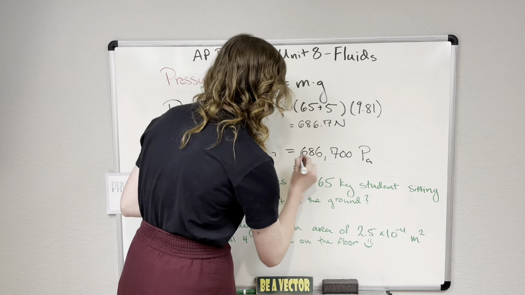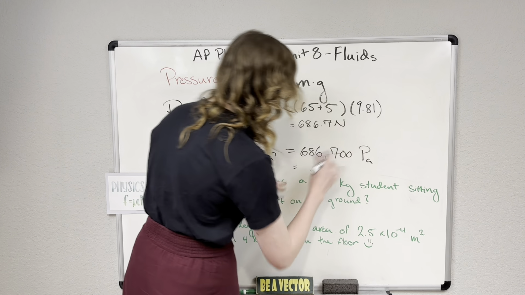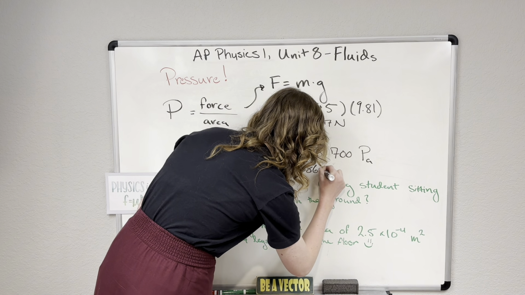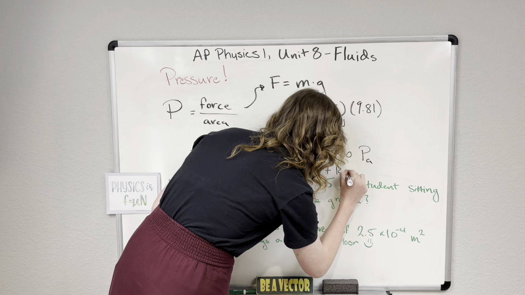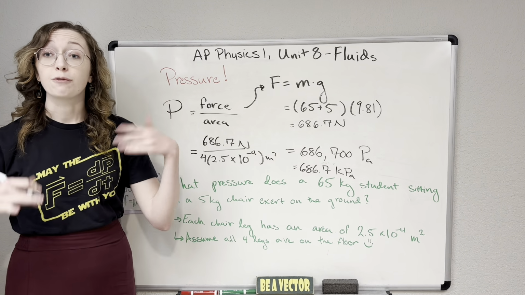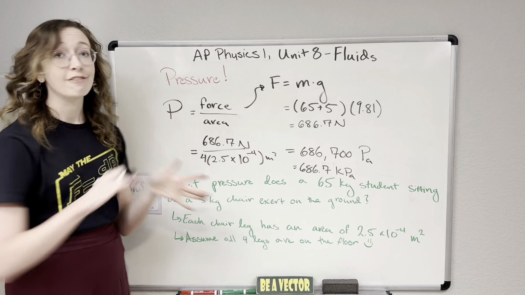Now I could also just divide this by a factor of 10 to the third to convert to kilopascals, divide by 1,000, which would give me 686.7 kPa. And that's all there is to it. Pressure is a force spread out over an area. So to calculate it, we just take our force and divide it by our area.